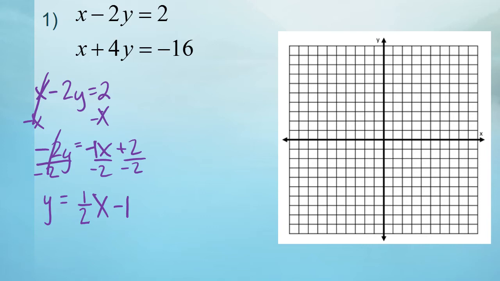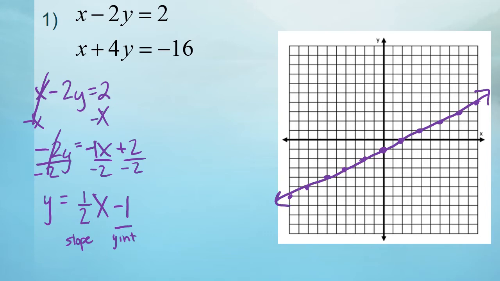Let's graph this line first. I start at my y-intercept of negative 1. I then count my slope. I'm going to rise 1, run 2. Rise 1, run 2. Make sure you fill in your whole graph. This is an equals to. It's an equation, so it's going to be a solid line. Don't forget your arrows on the ends.